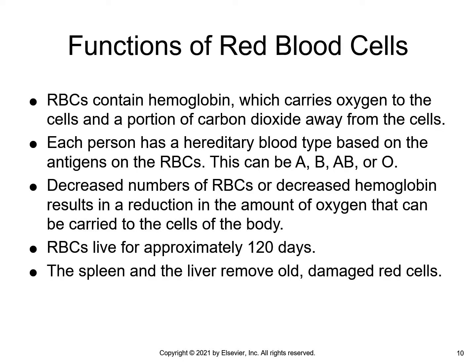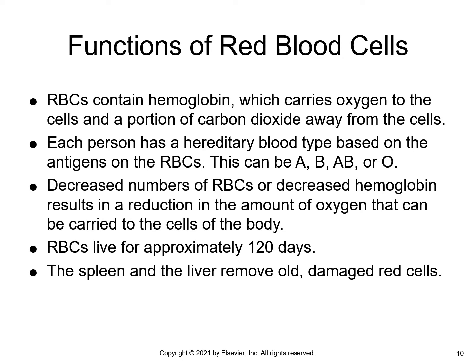Red blood cells contain hemoglobin that carries the oxygen to our cells and carries carbon dioxide away from the cell. We all have, as an individual, our own hereditary blood type. It's based on the antigens that are attached to the red blood cells. A red blood cell will live for approximately 120 days.